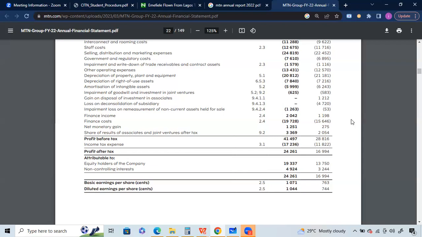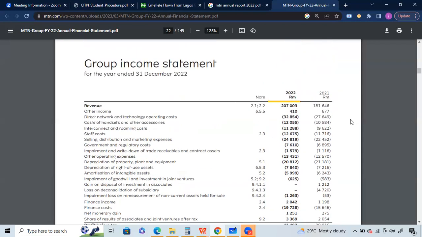So if management prepares the financial statement, it will also help them to benchmark. This is MTN. We can also benchmark with Airtel, another company whose operation is similar. So there are different reasons for preparing our financial statement.